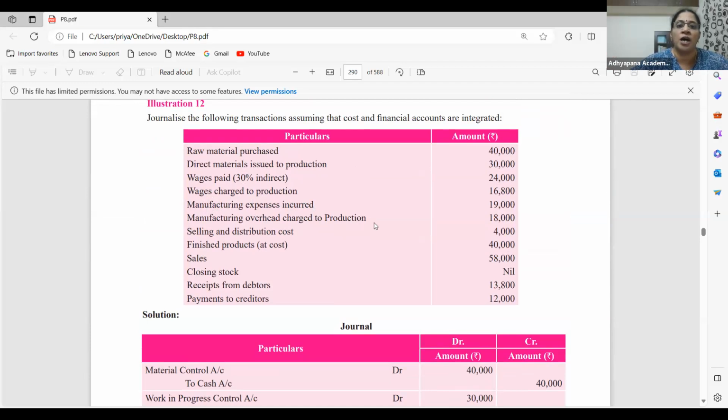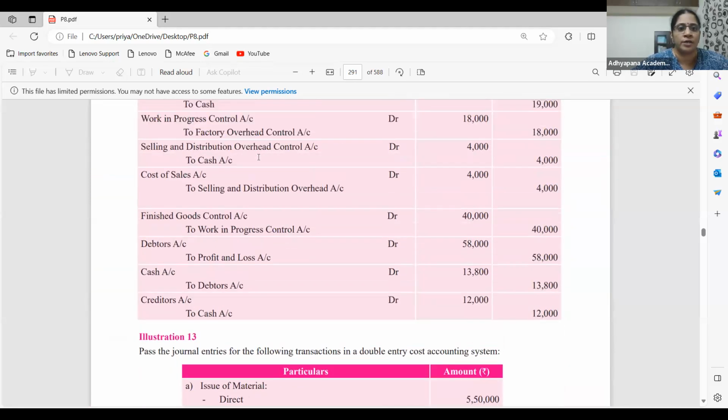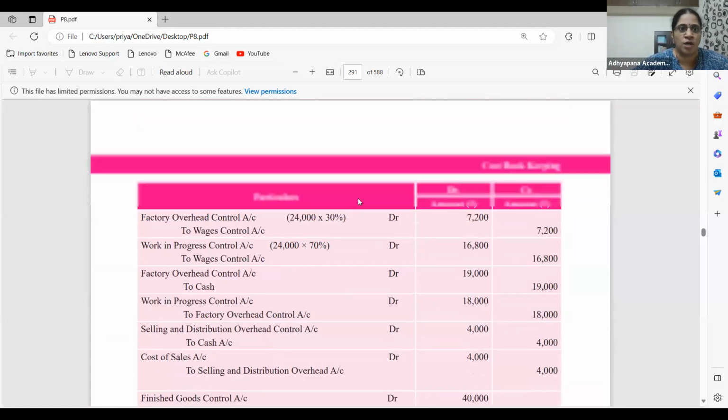Manufacturing overheads charged to production. So it will be WIP control to factory overhead control. Selling and distribution cost. So selling and distribution overhead control to cash. How will you absorb these selling and distribution overheads? Cost of sales to selling and distribution overhead control account.